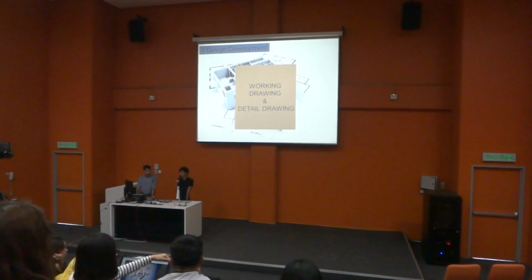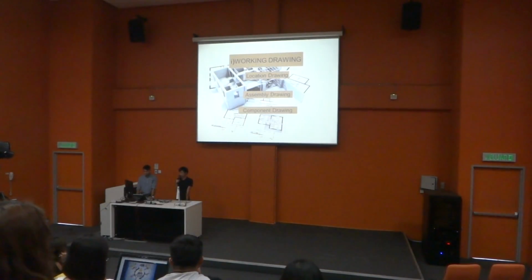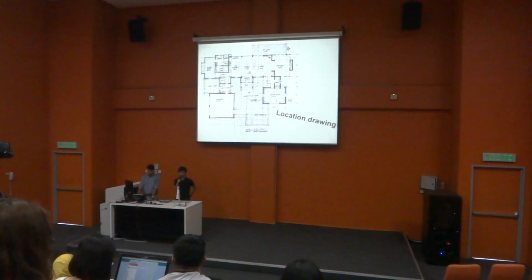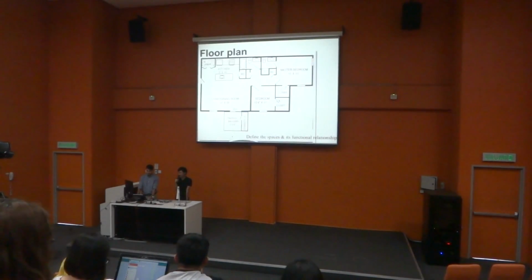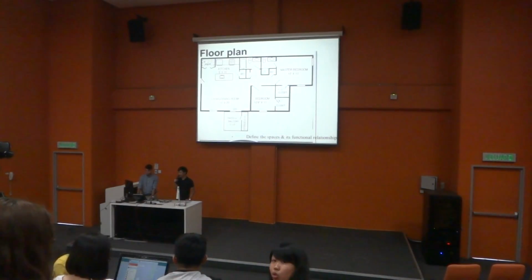There are three parts to working drawing: location drawing, assembly drawing, and component drawing. This is what a location drawing looks like. It's used to show the location of construction elements. And then there's the floor plan, which is an example of location drawing. It's used to define the spaces and their functional relationships.